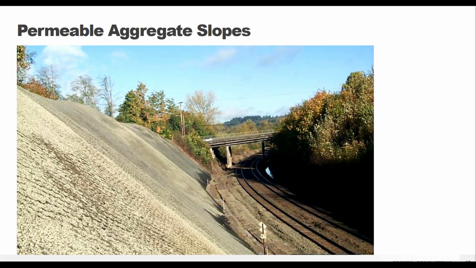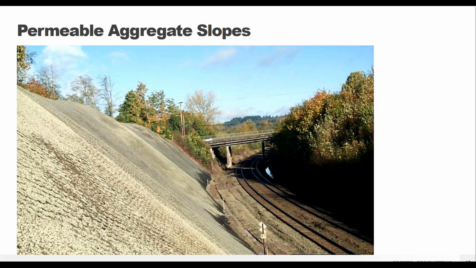And then this was the final solution. So this was a permeable aggregate slope. The railroad wouldn't have to do any further maintenance on this slope. They don't have to come in and maintain that vegetation or anything. The stone is just going to stay in place. Water is going to be able to flow over the top of it without dragging the stone down to the toe. So all good in terms of what is required in maintenance.